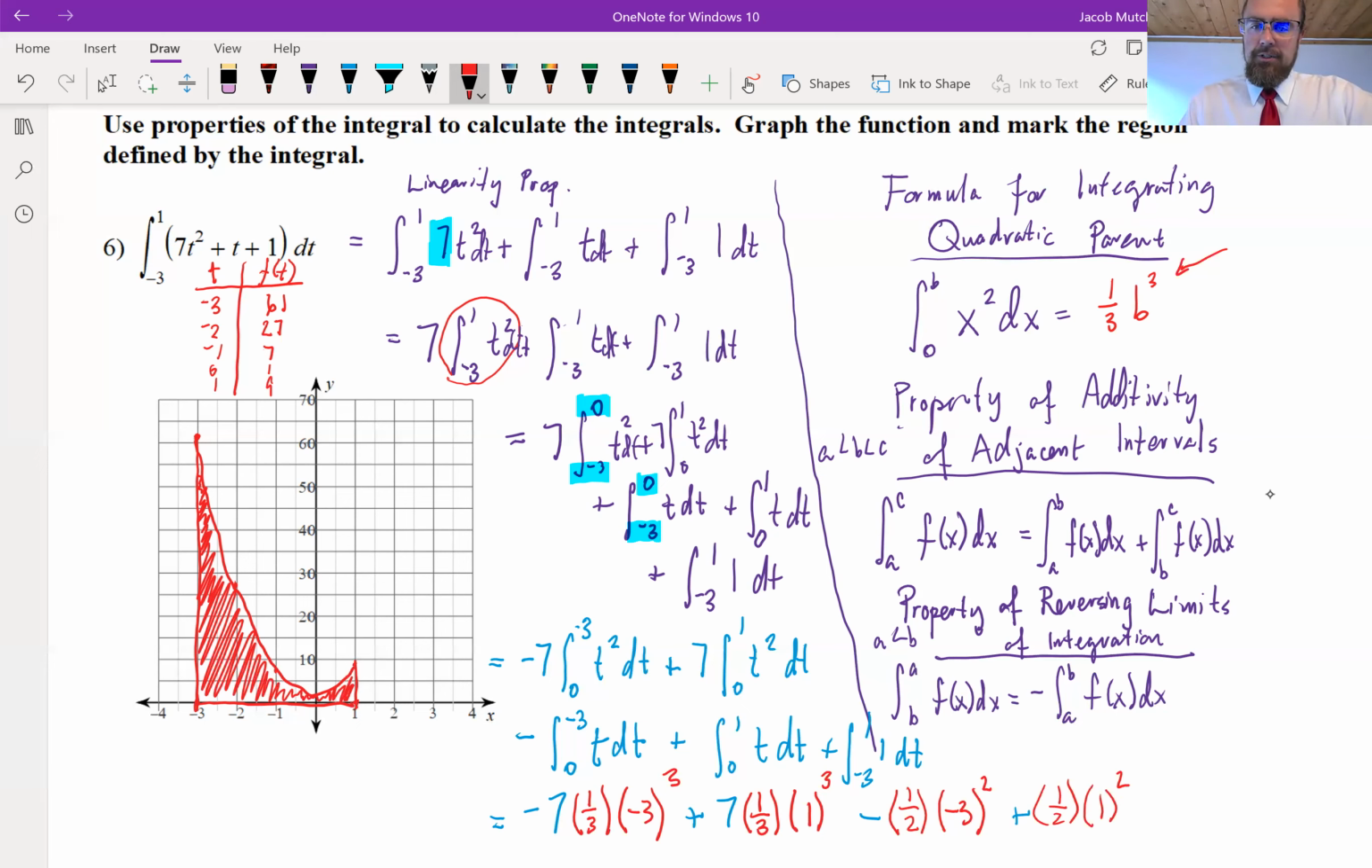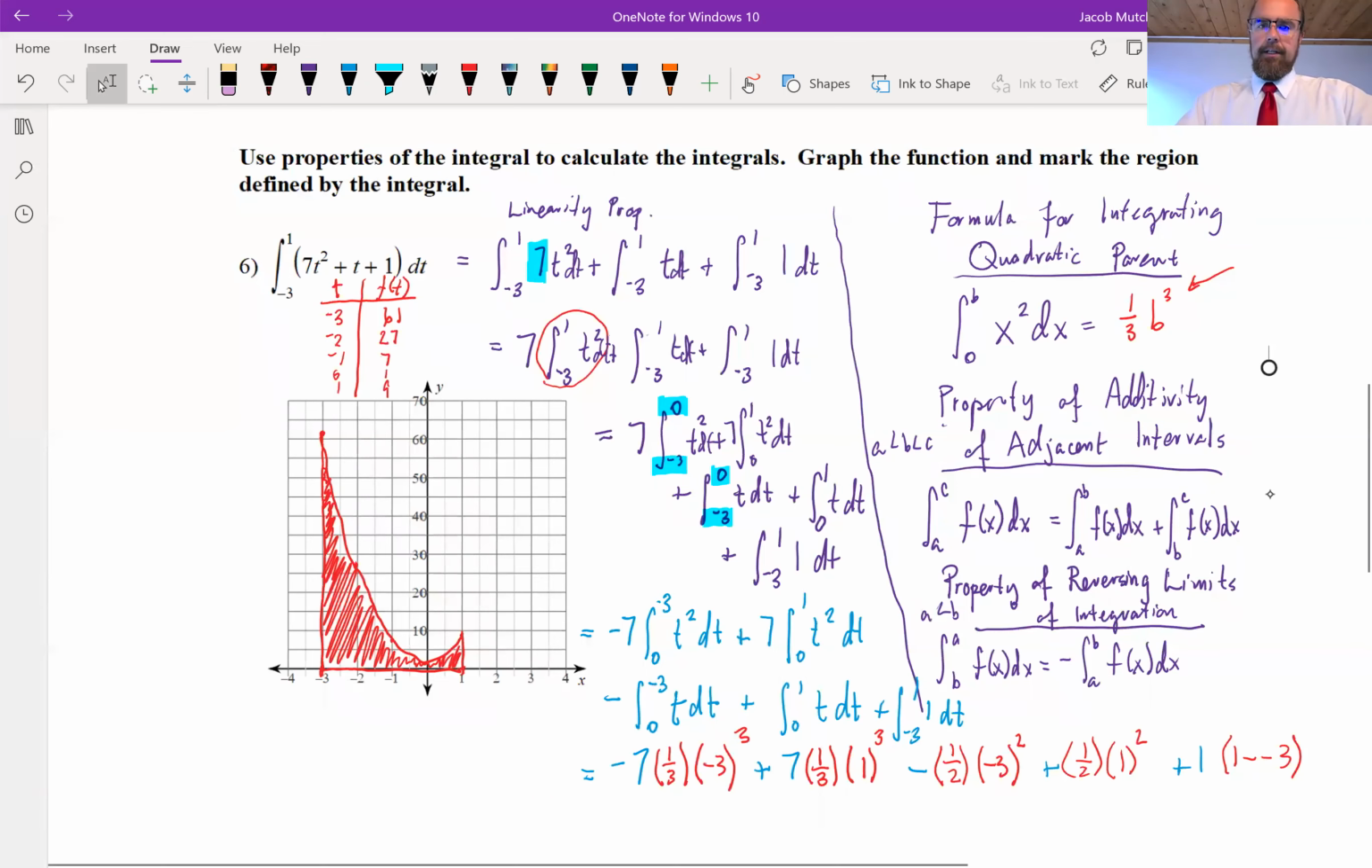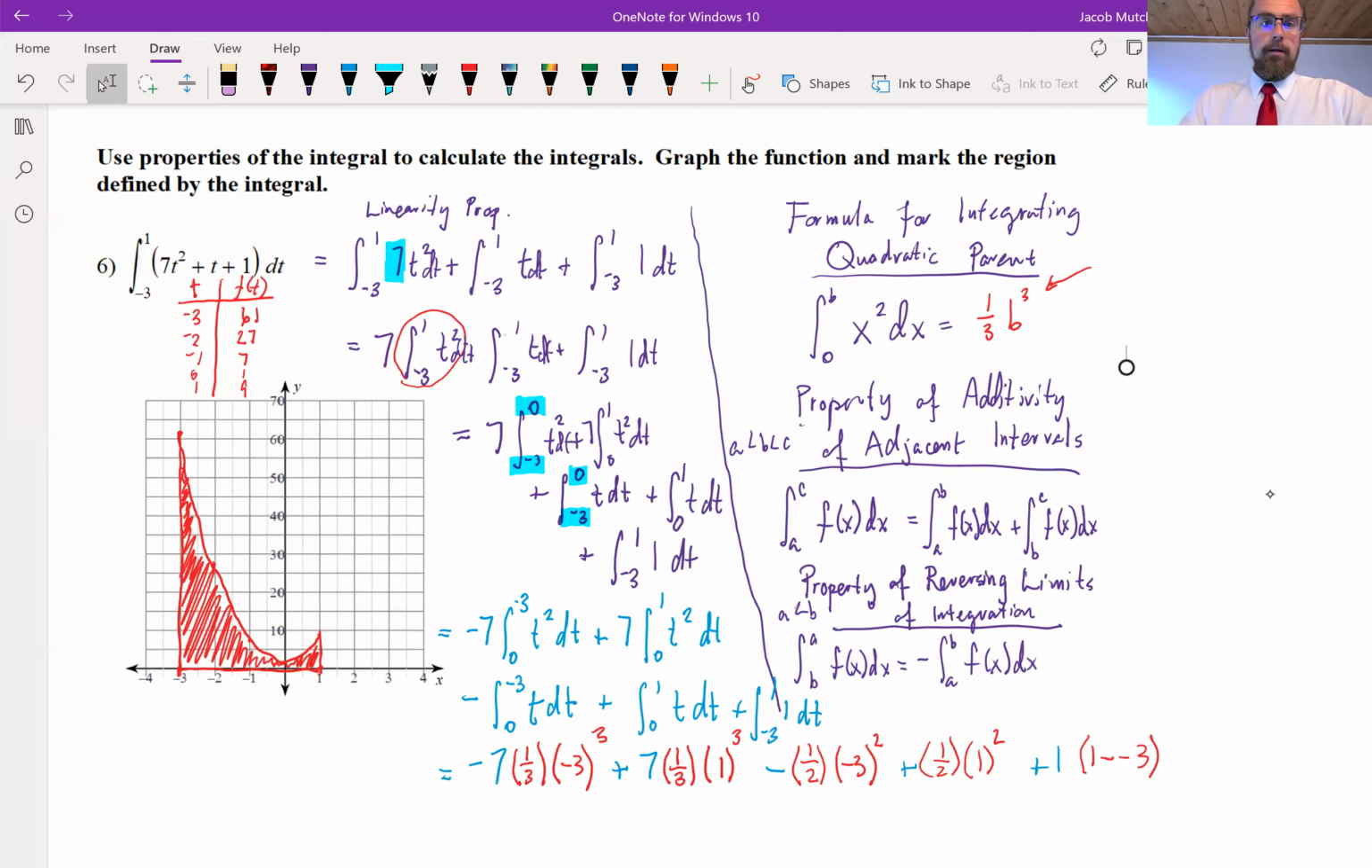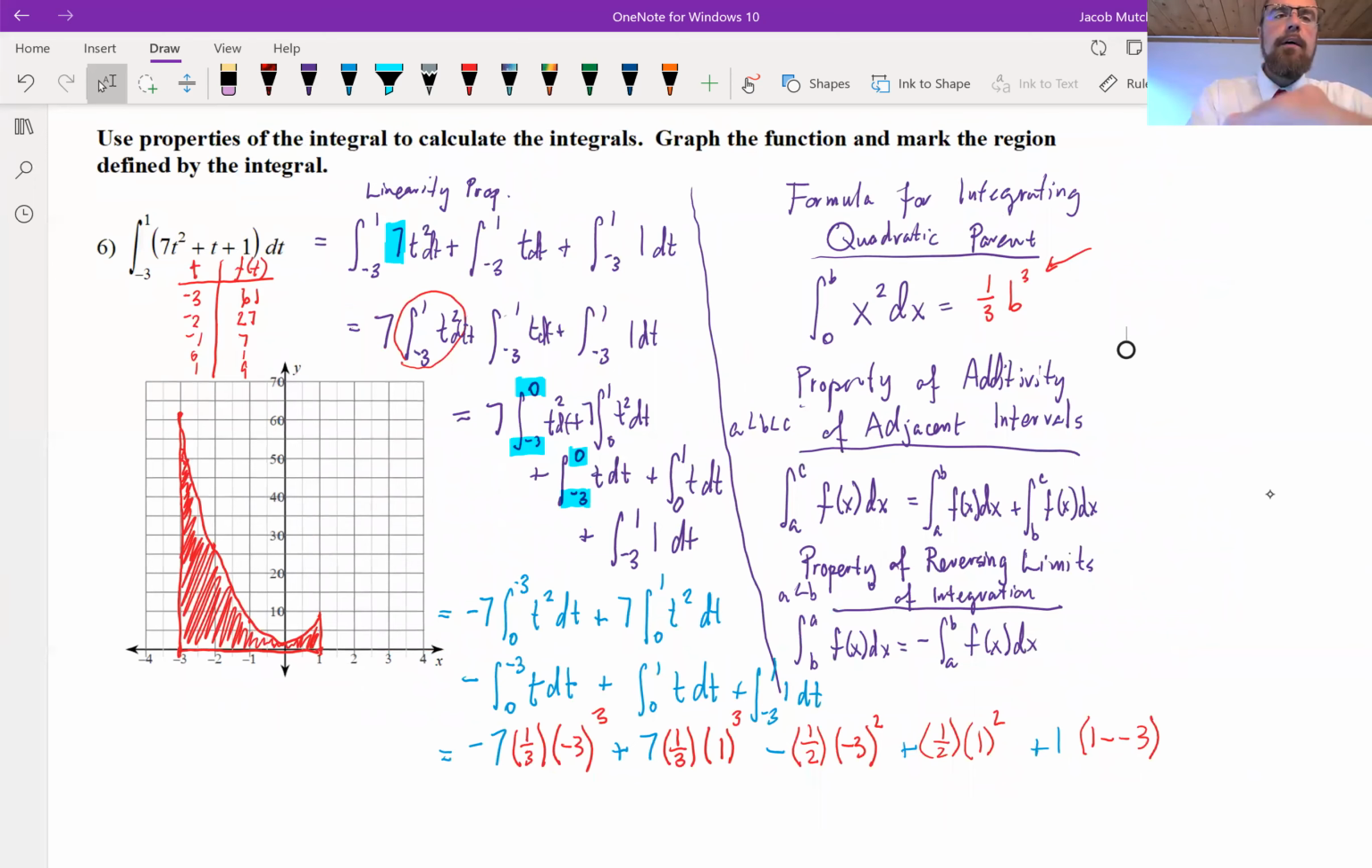And then our last term here is going to be the integration of this constant 1. So remember how we do that is we put the constant 1, and then we're multiplying that by the difference of our two limits. So it's going to be 1 minus -3. All right, so we're ready to calculate and find the numerical area under that curve. So let's finalize here. We'll finalize in green.